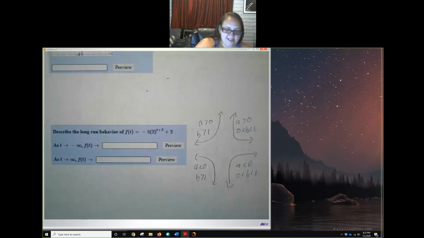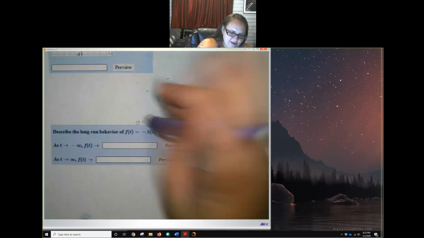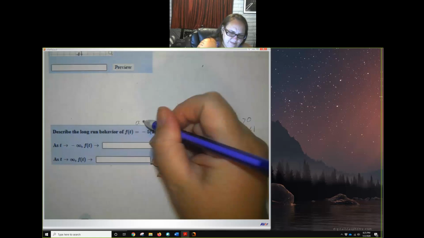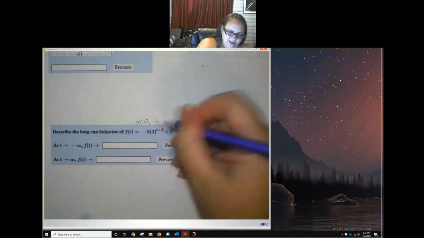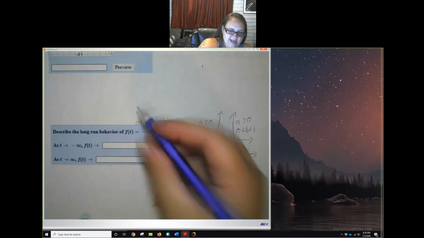So in this case, our a value is negative, and our b value is greater than 1. So that means I'm looking at a graph shaped like this. As my t values go off to positive infinity, my y values go down to negative infinity.